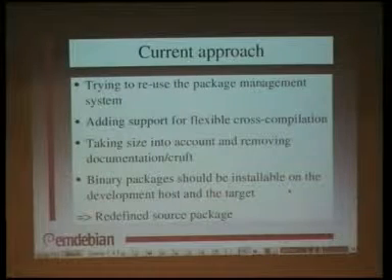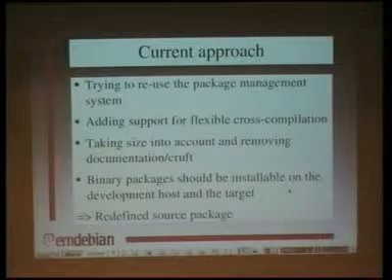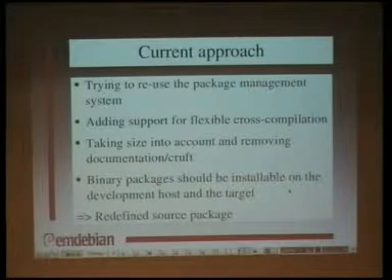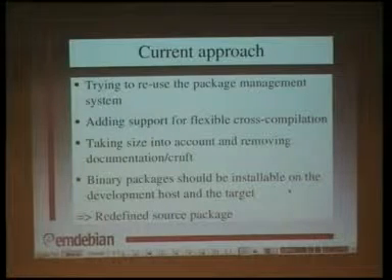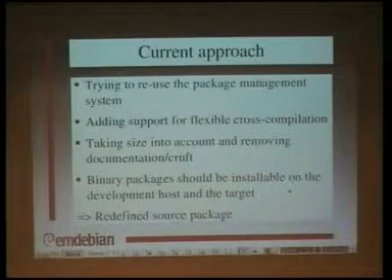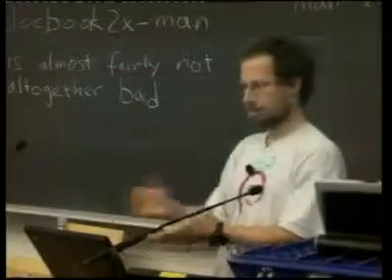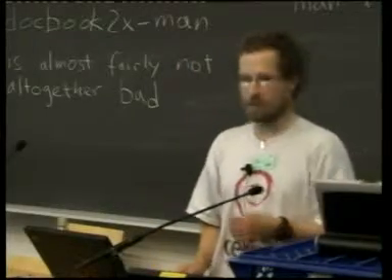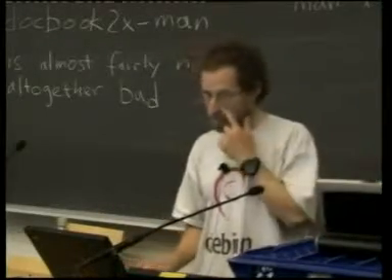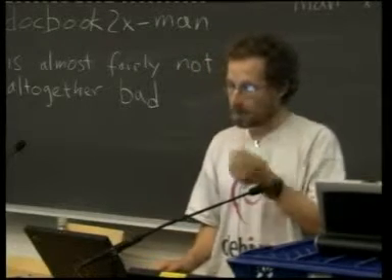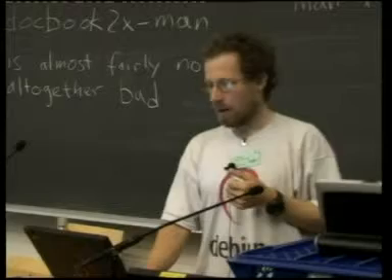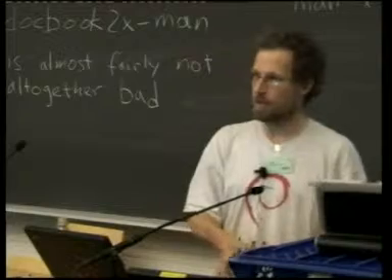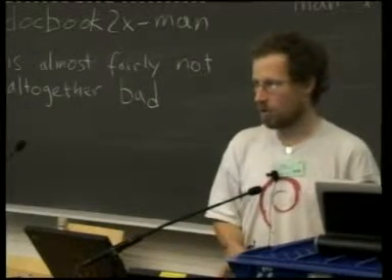So what we're trying to do is reuse the existing package management system, dpackage and apt, and add cross-compilation support, which in fact already exists in the form of dpackage cross, which is a tool designed to just build with dpackage build package. You just add a couple of options and say build it for ARM. Remove the stuff we didn't want, and have a scheme for installing the packages either onto the development host for testing or on the target itself.